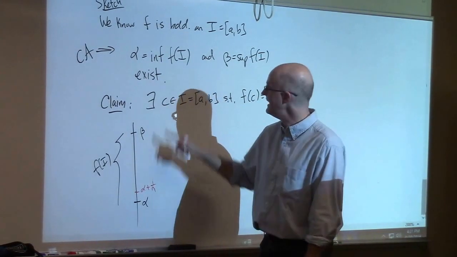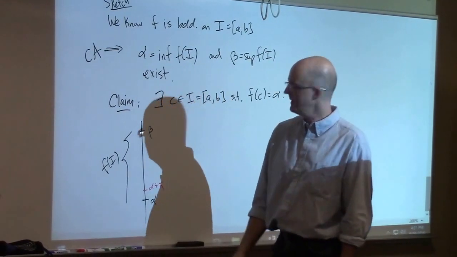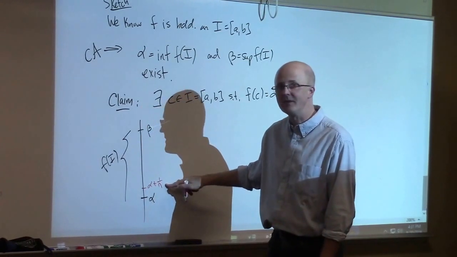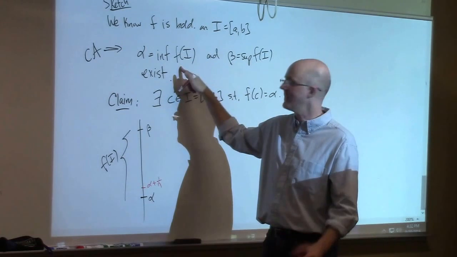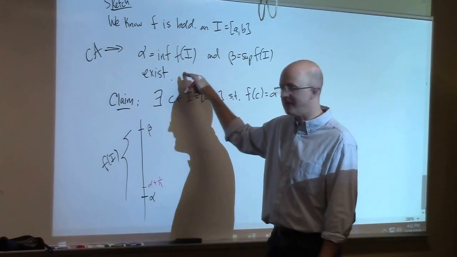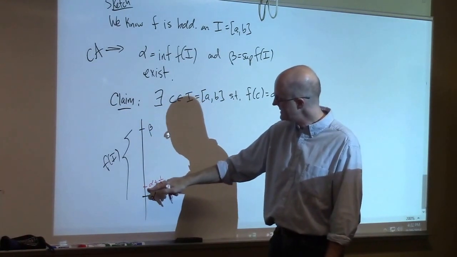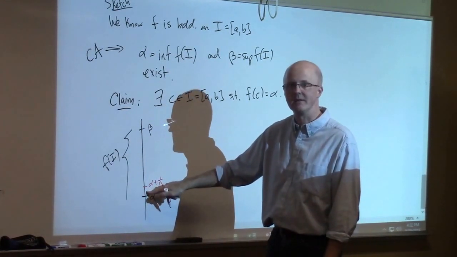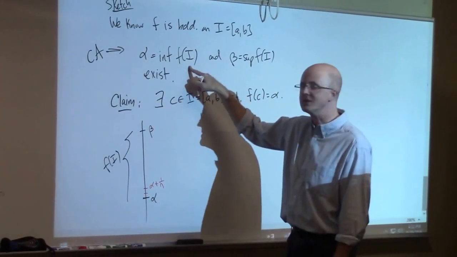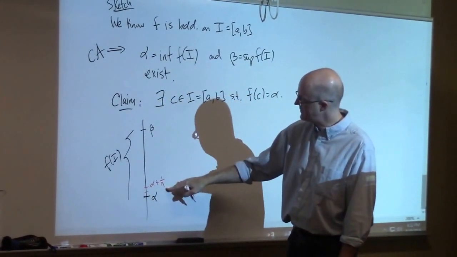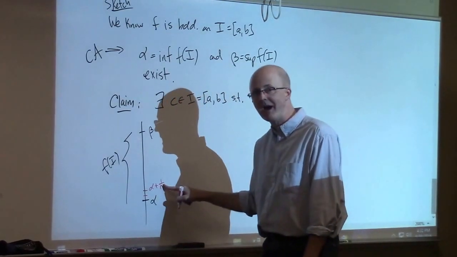Since alpha, being the inf of the image, is the greatest lower bound, that would mean any number greater than alpha is not a lower bound of the image. What would that mean? That would mean there's something in the image between these two, and in particular, definitely strictly less than alpha plus 1 over n. There's some point in the image between the two, and definitely less than alpha plus 1 over n, because it's not a lower bound of the image.